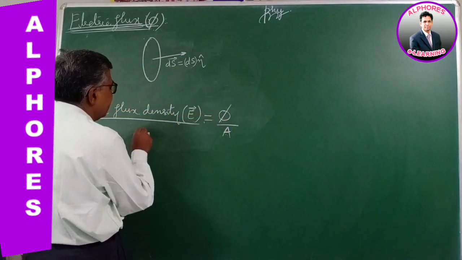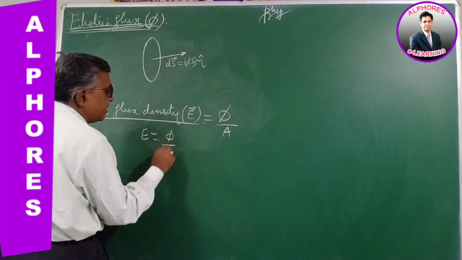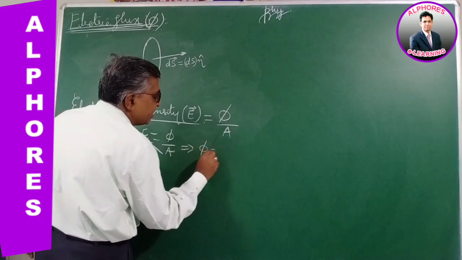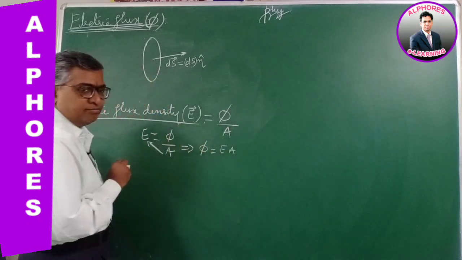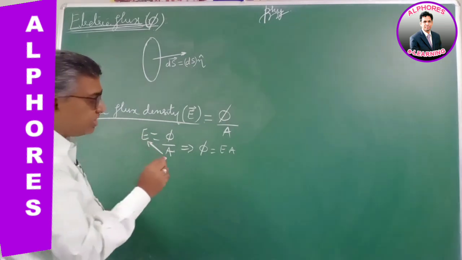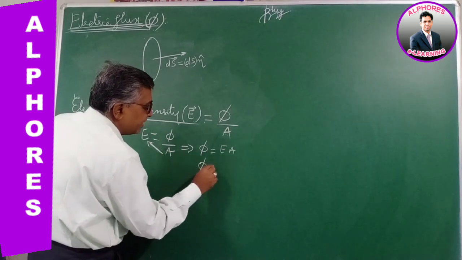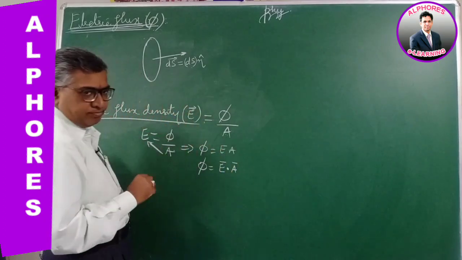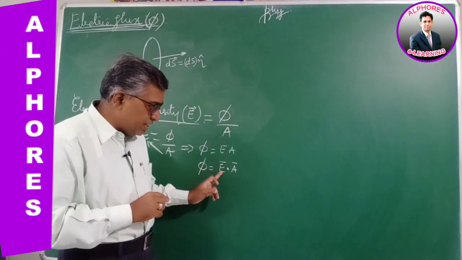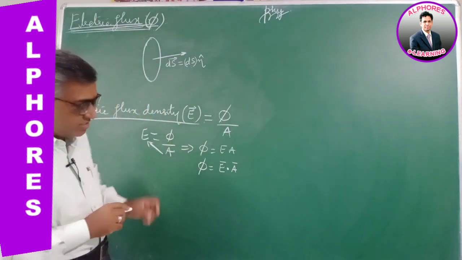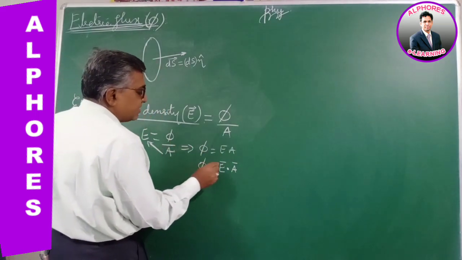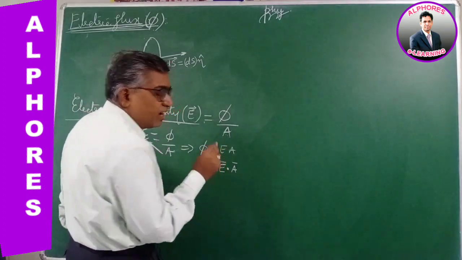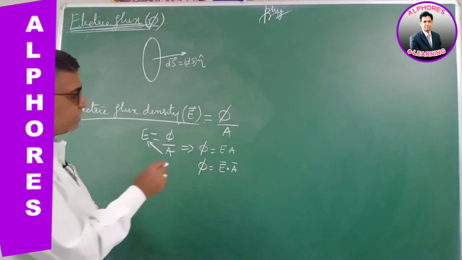So if E is equal to phi by A, then by cross multiplying I get flux is equal to E into A. Simply it is E into A, but actually in vector form it is E bar dot A bar. So flux phi is E bar dot A bar. So electric flux is the dot product of the electric field intensity vector and the area of the element you consider. It is E dot A.